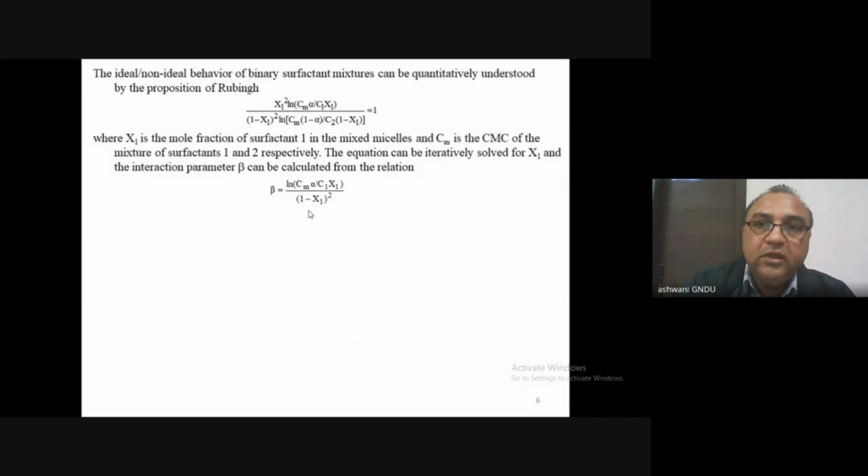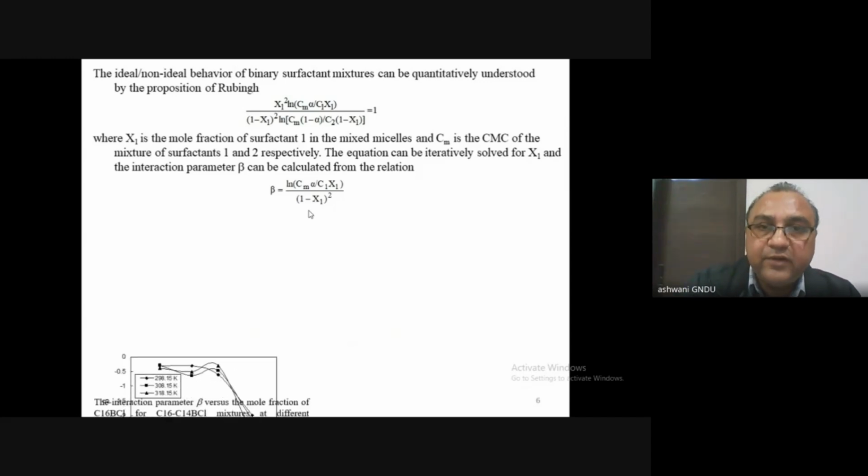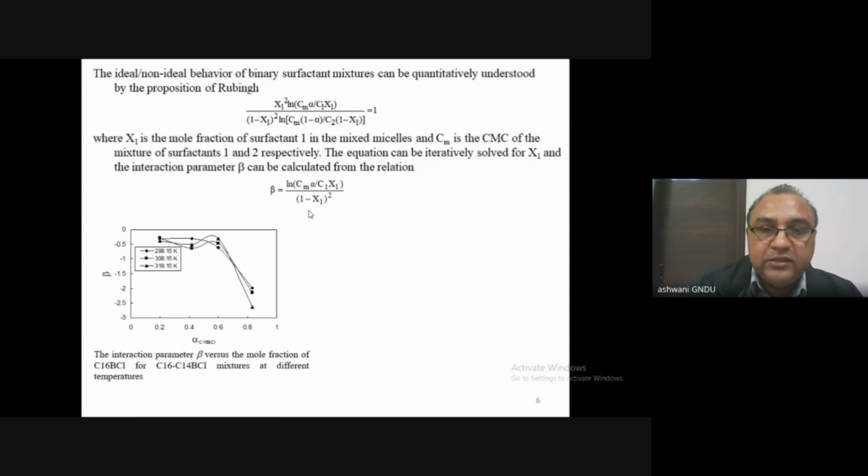Beta values determine whether they are attractive interactions, repulsive interactions, or no interactions. If the beta values are negative, then there are attractive interactions between the two surfactants. If beta values are positive, then there are repulsive interactions between the two types of surfactants. Now in this case, we have determined these beta values and plotted them at different temperatures and found that all beta values are negative. It means there are attractive interactions between these types of surfactants.